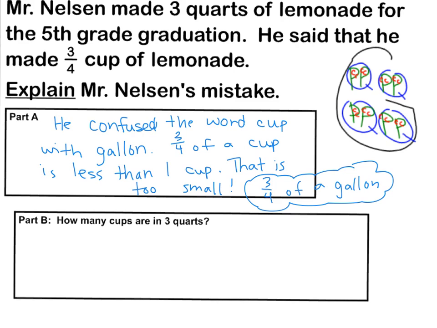It says how many cups are in 3 quarts? Well, just use your conversion chart over here to see. I have 3 quarts. Now I can see that there are how many cups in my 3 quarts? I have 4 cups in 1 quart, so that'd be 4, 8, 12. So we would say that there are 12 cups in 3 quarts. I hope your answer matched mine.